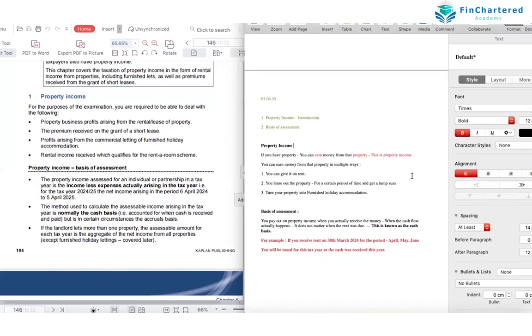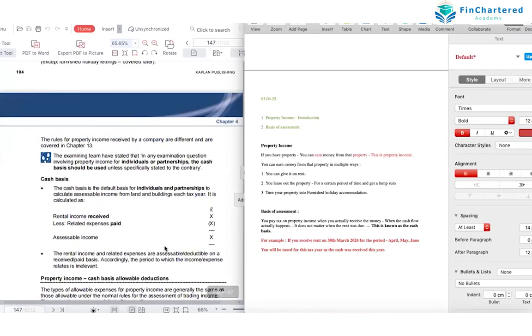So we've seen what the cash basis is, right? And as usual, we know the tax year is 6th of April 2024 to 5th of April 2025. Here, although you've paid it for April, May, June, for the next tax year, you've paid it this year, therefore it will be taxed this year. Okay, now again, moving on, let's keep things simple and easy.